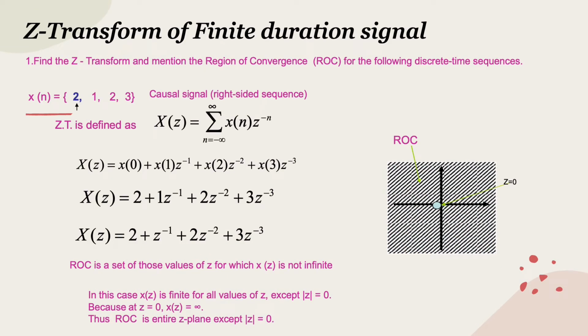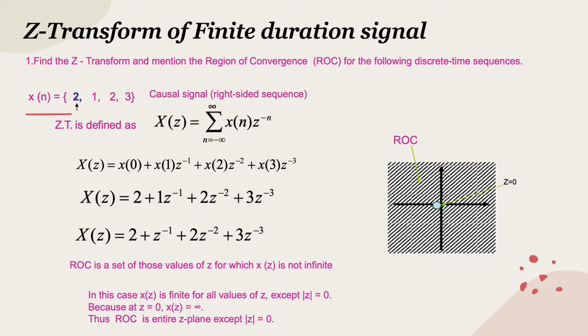The Z transform of a finite duration signal. A finite duration signal is nothing but a causal signal and right-sided sequence. So this problem is given here. First write down the formula. Okay, now how many samples do you have? The arrow represents the origin of the signal.